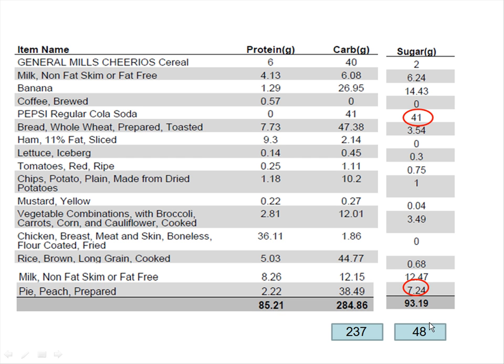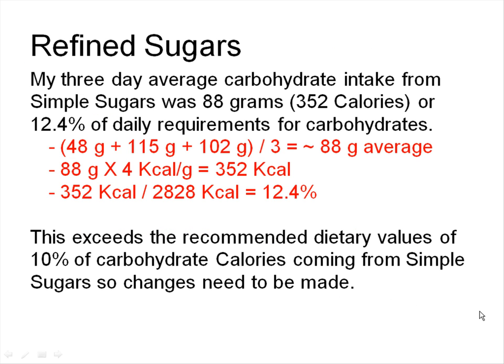But for this scenario, what you're going to need to do is go through each day and determine, first of all, what your simple sugar grams are. Then once you determine those, you will add them up. So for example, here I had 48 on that first day that I just showed you, and then I went to the second day, I had 115. The third day I had 102 grams of refined sugars, and I added those up, divided by 3, and got an average of about 88 grams of sugars.